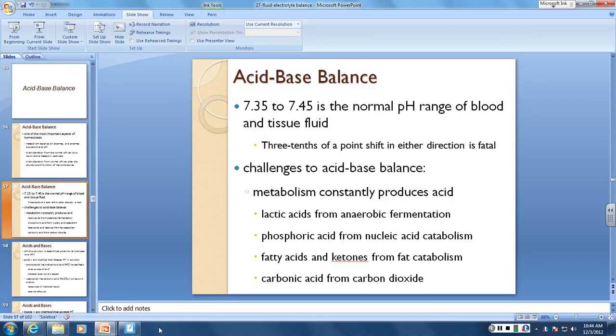Carbonic acid from carbon dioxide. So remember, CO2 comes from the body cells as well. When the cells make ATP the normal way, by aerobic respiration, remember that carbon dioxide is produced, and that carbon dioxide has to be sent to the lungs for us to get it out of the blood. And so if there's any holdup, such as holding your breath, you're keeping that CO2 in your blood, and the pH can become too low, too acidic. Okay?